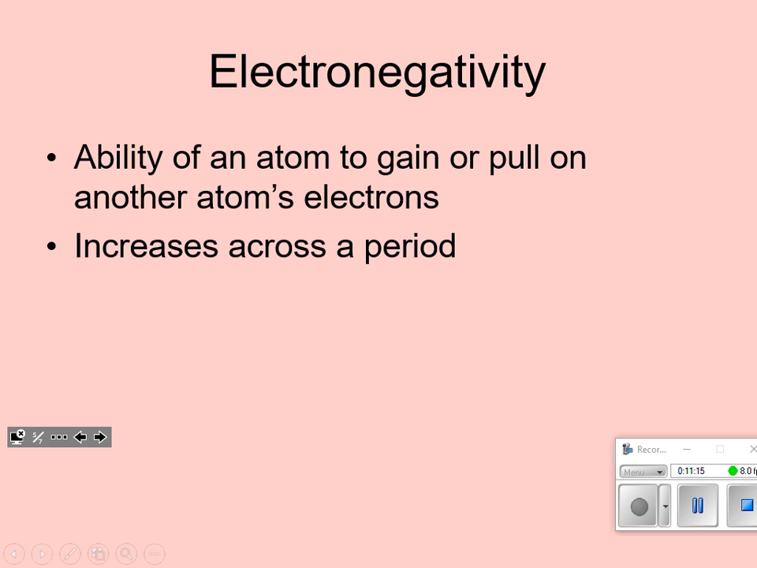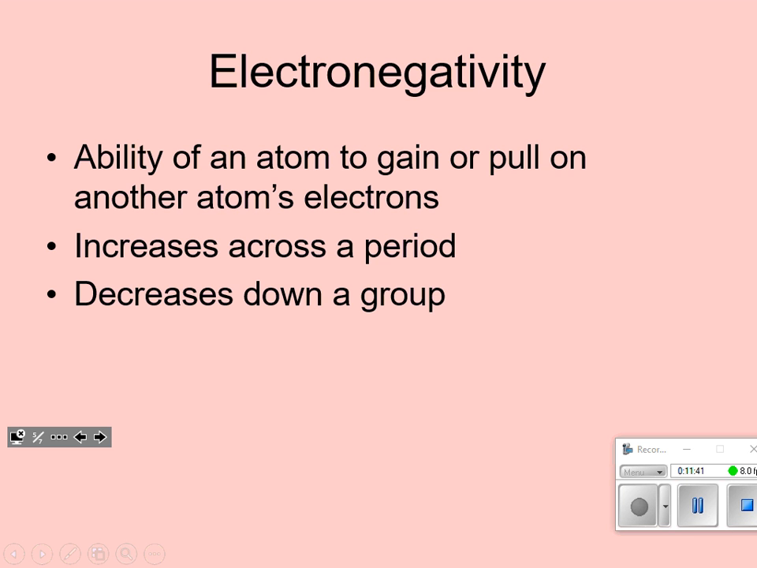Electronegativity is an atom's ability to pull or gain another atom's electrons. The trend is as you go across a period, electronegativity will increase. Remember, as you go left to right across the periodic table, you get smaller. If you're smaller, that means your positive nucleus can reach out and attract a neighbor's electron a little bit easier.